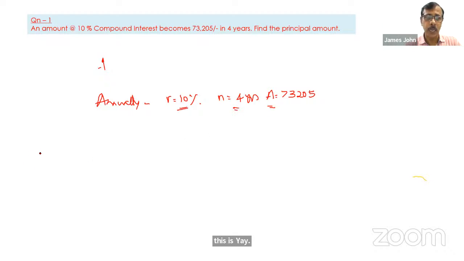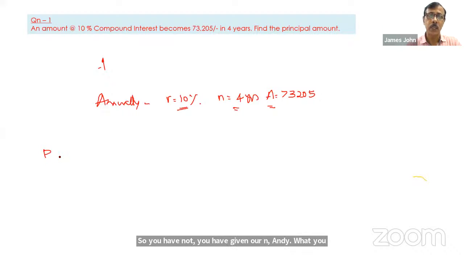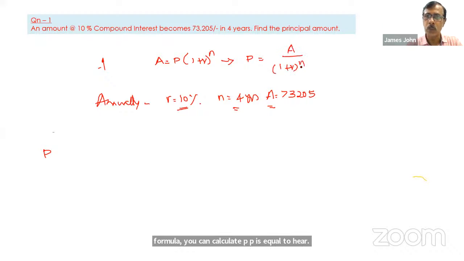What you have to do is calculate P. So what is the formula for compound interest? A is equal to P into (1 plus R) the whole raised to N. From this formula, you can calculate P. P is equal to A by (1 plus R) the whole raised to N.